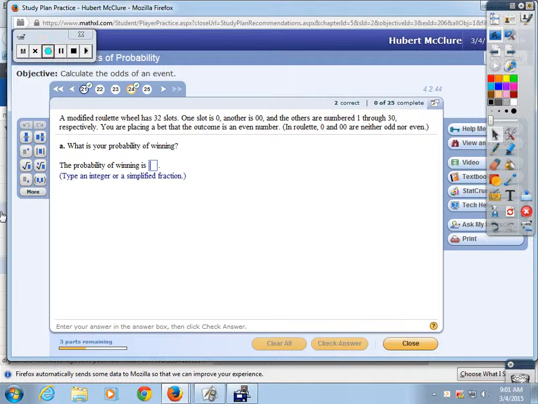Somebody tell me what the success is in this problem. What is success? Winning. But how do you win? Even number. So the probability of an even number is going to be your success. And in odds against, it's the probability of failure over the probability of success. Do not change this to a decimal because it makes the math harder. Leave it as a fraction on this problem.